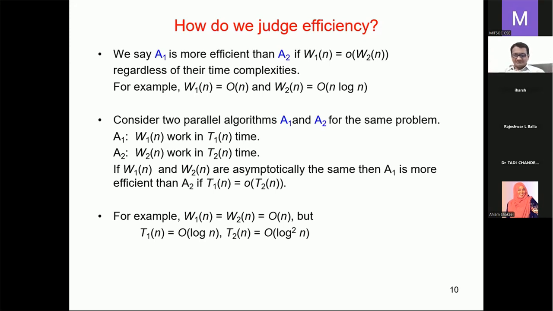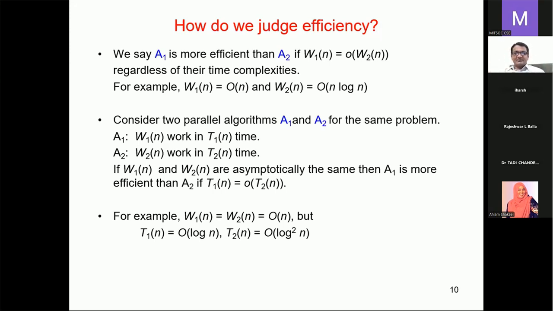Now, consider two parallel algorithms A1 and A2 for the same problem. A1 takes W1 work in T1 of time and A2 takes W2 of n work in some T2 of time. But now W1 of n and W2 of n are asymptotically the same. What do you mean by asymptotically the same? Almost reaching but never reaching it at the end. So relatively they are the same, right? Is it clear? Making sense?